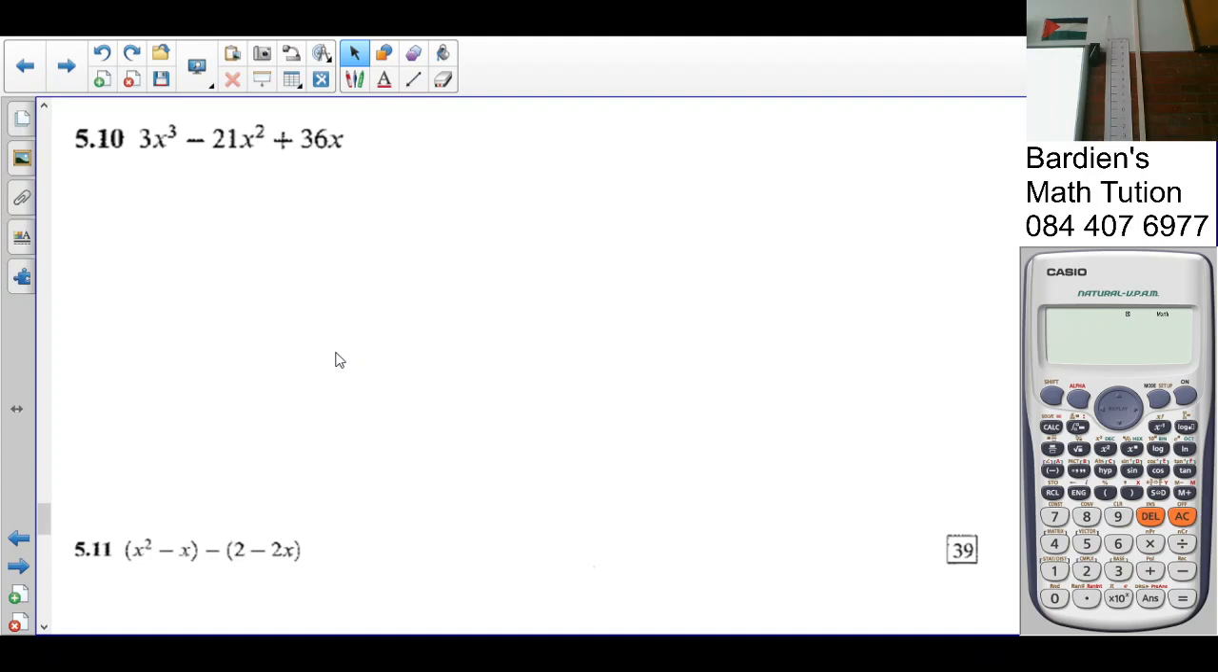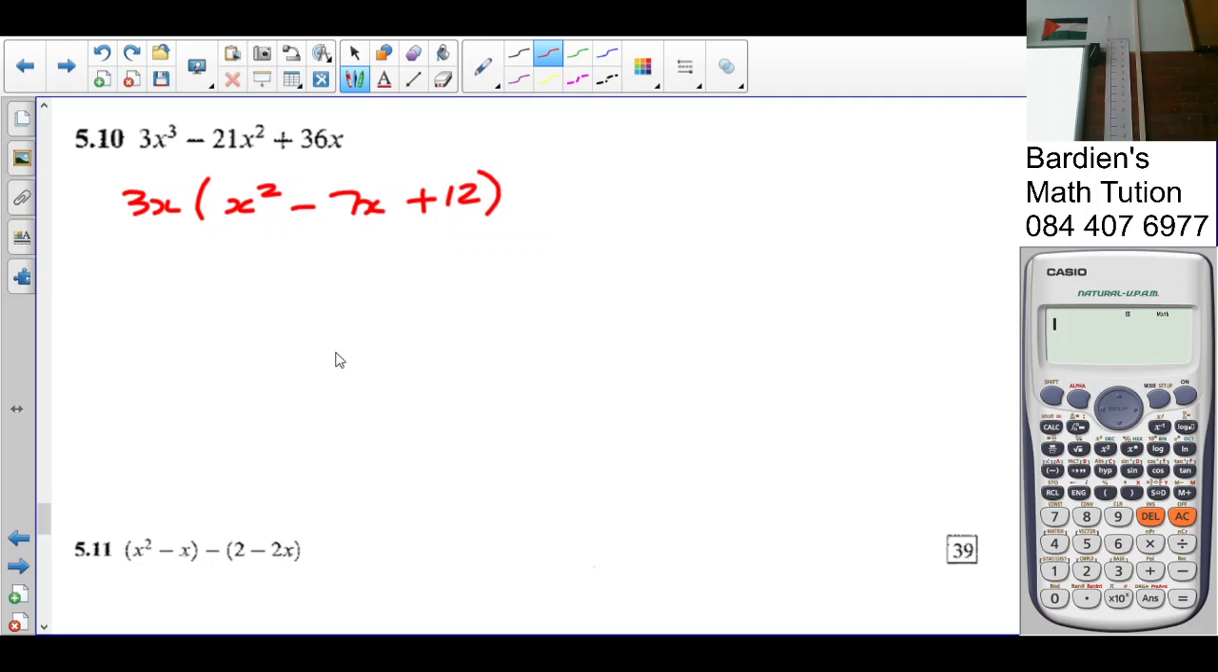5.10. What are you going to do here? The common factor is 3x. What are we left with? x squared minus 7x plus 12. What do you notice inside the bracket?